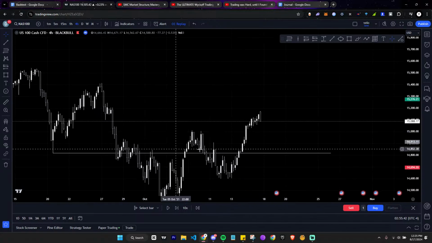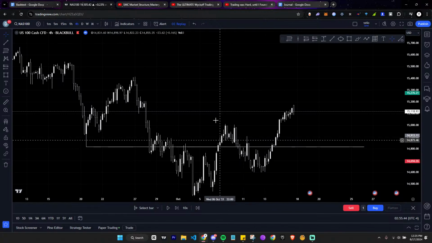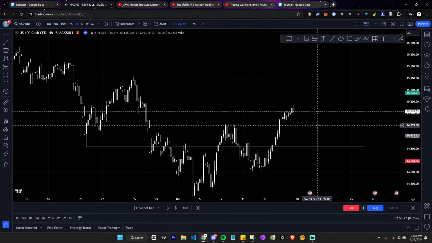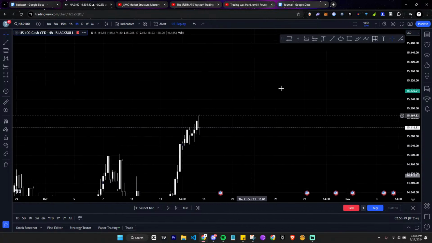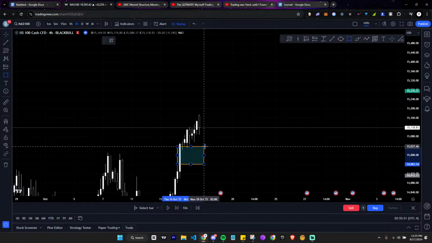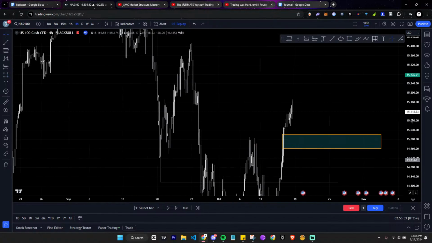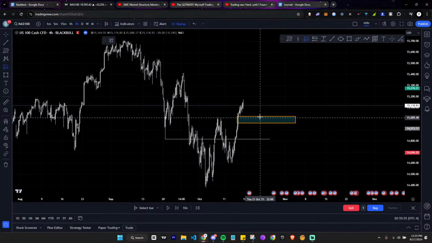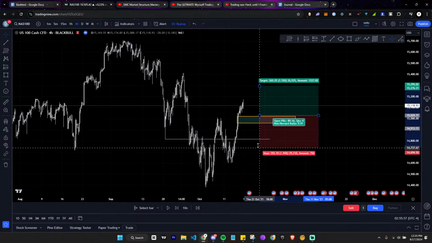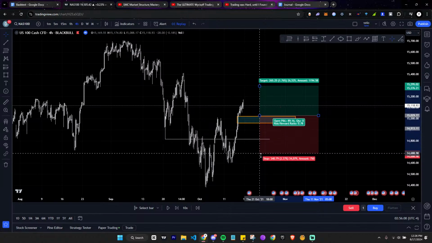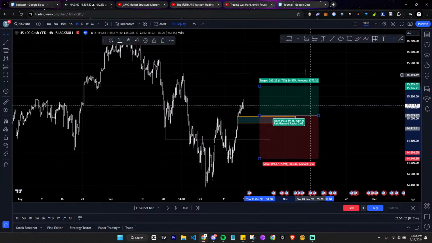Okay, so we see a market structure shift over here. We see this is a temporary, and this is the real pullback. So now I'm expecting price to pull back to this fair value gap. So from this fair value gap, and let's go to this. Let's put the stop loss, because this was confirmed as a fair value area.